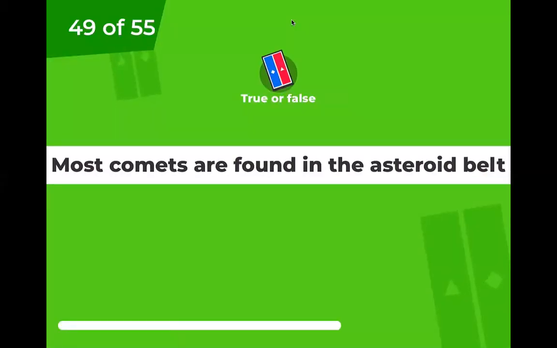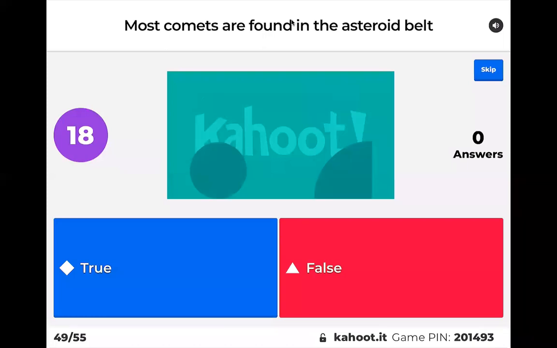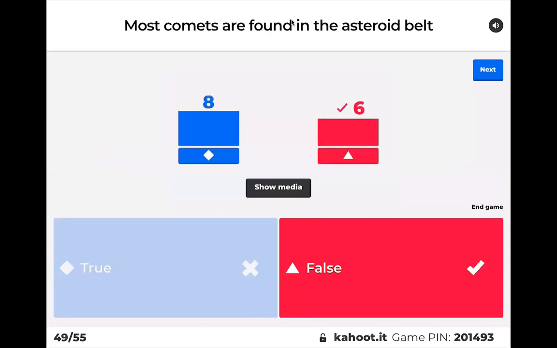Most comets are found in the asteroid belt. True or false? Comets, are they found in the asteroid belt? False. Comets are found in the Oort cloud.